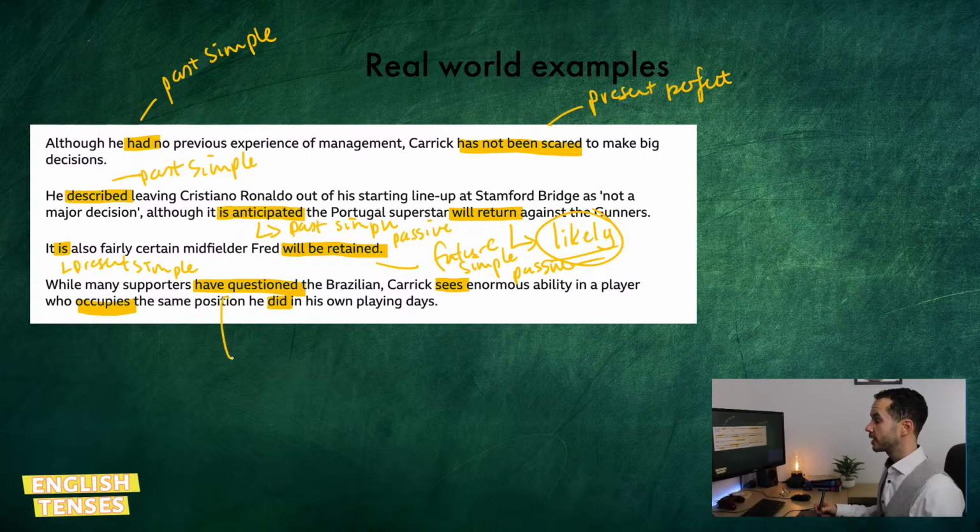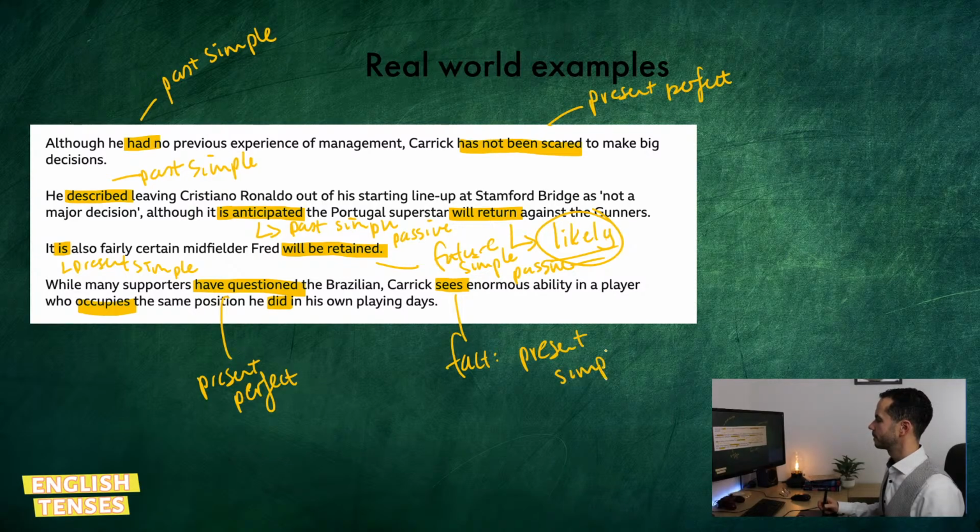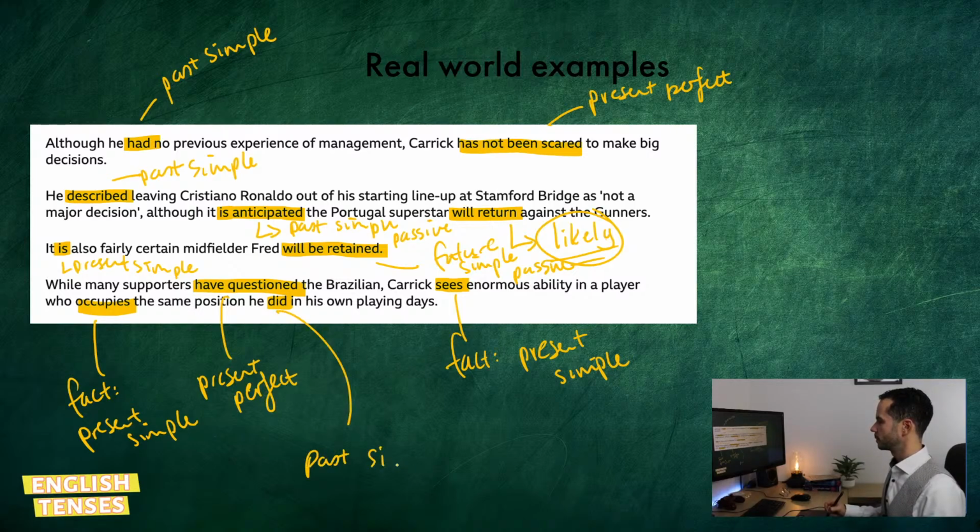So while many supporters have questioned, present perfect, it started in the past, influences the present, right, up till now. Carrick sees, it's a fact, so it's present simple. Who occupies, also a fact, present simple. And did, past simple. Because it's over, right? In his own playing days is our expression of finished time, so it's completely over.